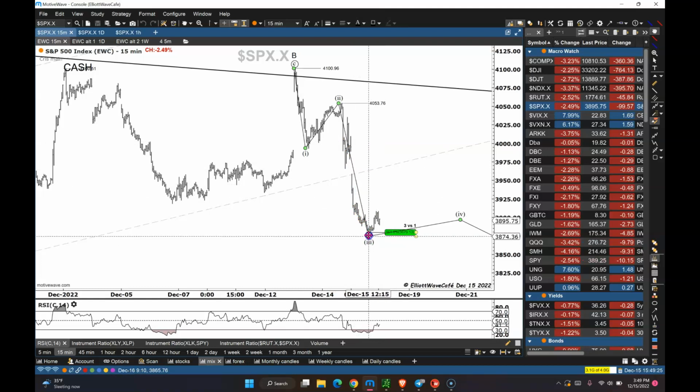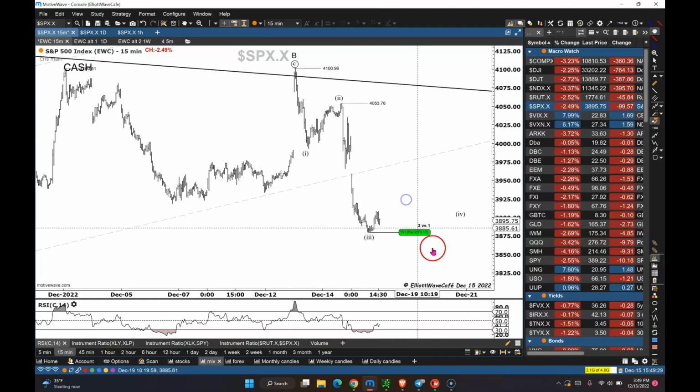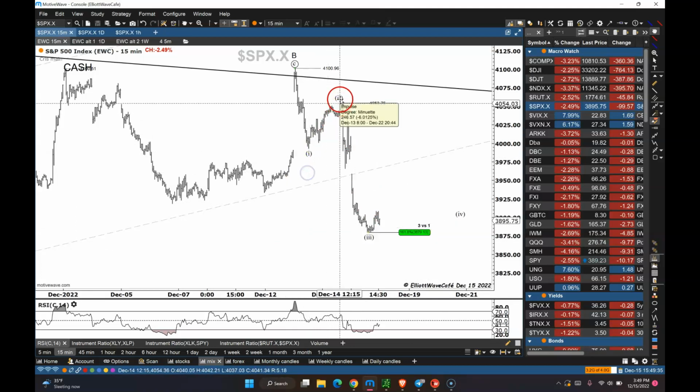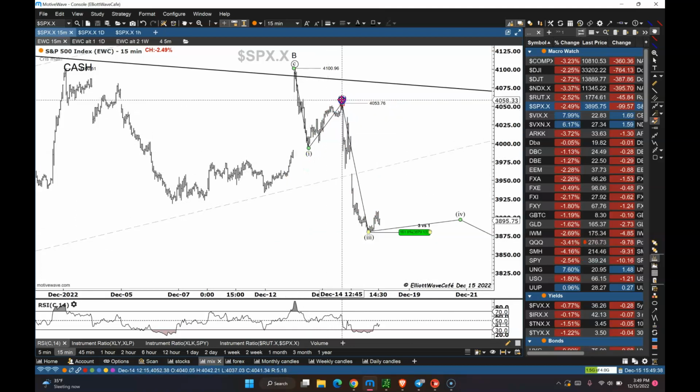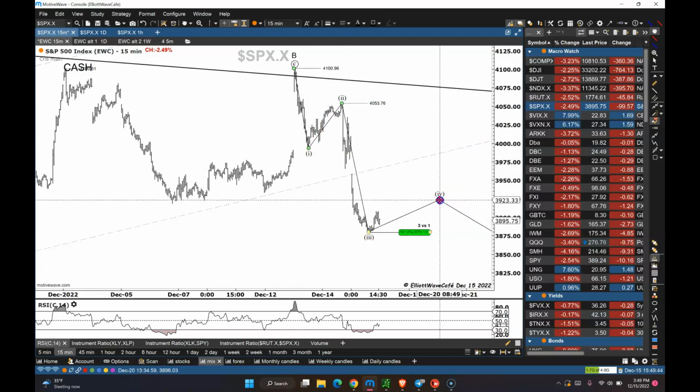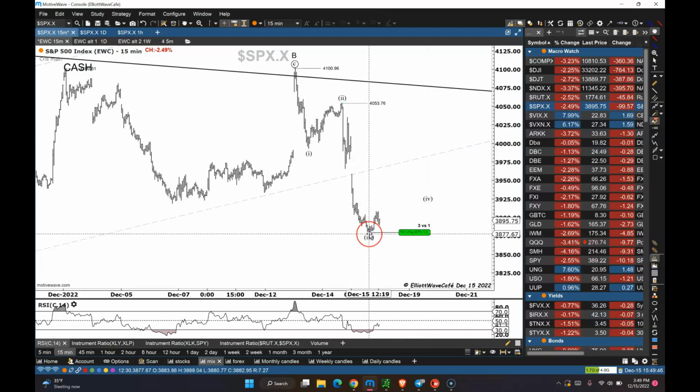And possibly, look at the touch on the 161.8. And this is on an arithmetic scale, so just the price scale. Just beautiful Elliott wave and Fibonacci perfection, right? You can't really ask for more than that. We'll see if this is going to hold.